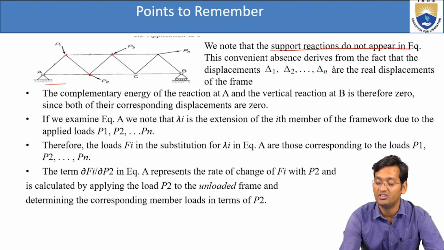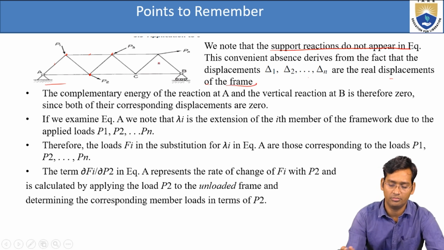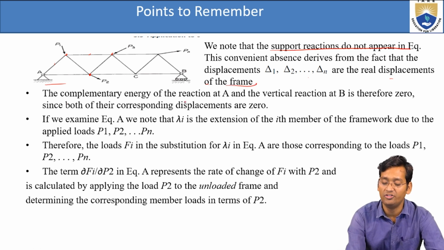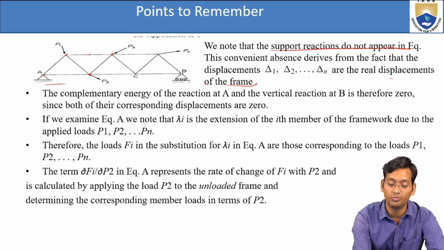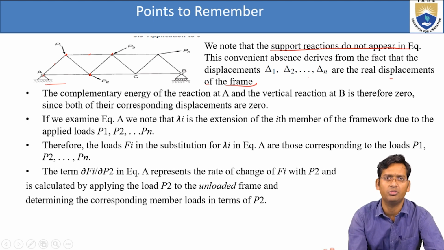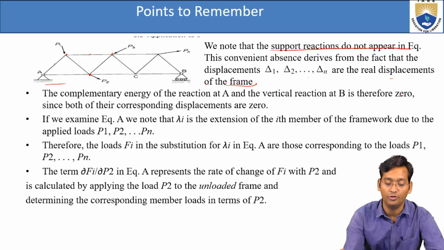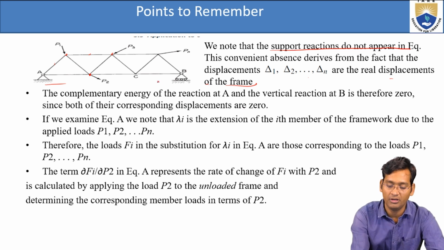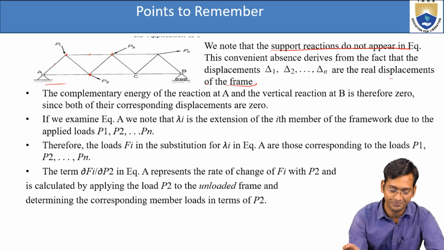This convenient absence derives from the fact that the displacements delta 1, delta 2, delta 3, and so on up to delta n are the real displacements of the frame. The complementary energy of the reaction at A and the vertical reaction at B is therefore 0. Just here, at these points there is no displacement, and no displacement means no energy, so no complementary energy. Since both of their corresponding displacements are 0, because those two points will not have any displacement, the complementary energy of those two points is 0.